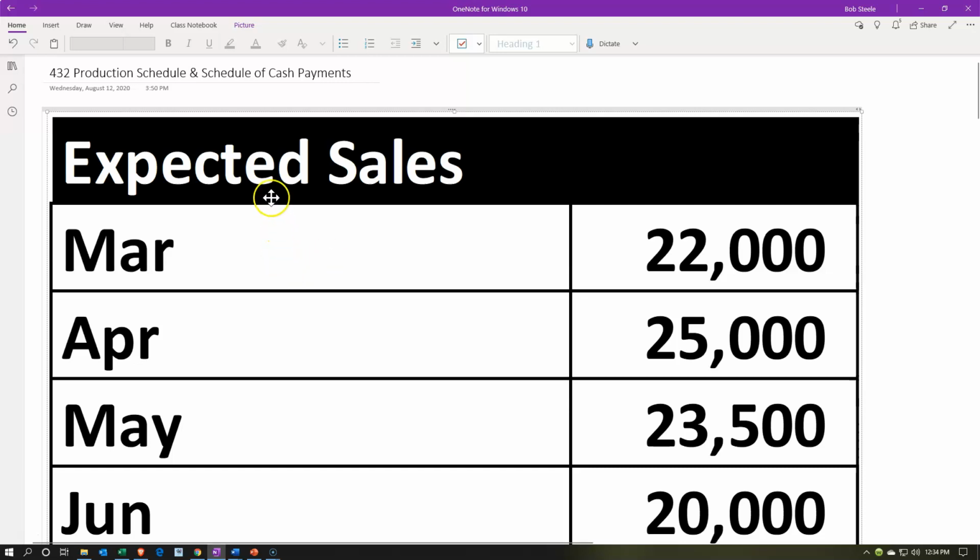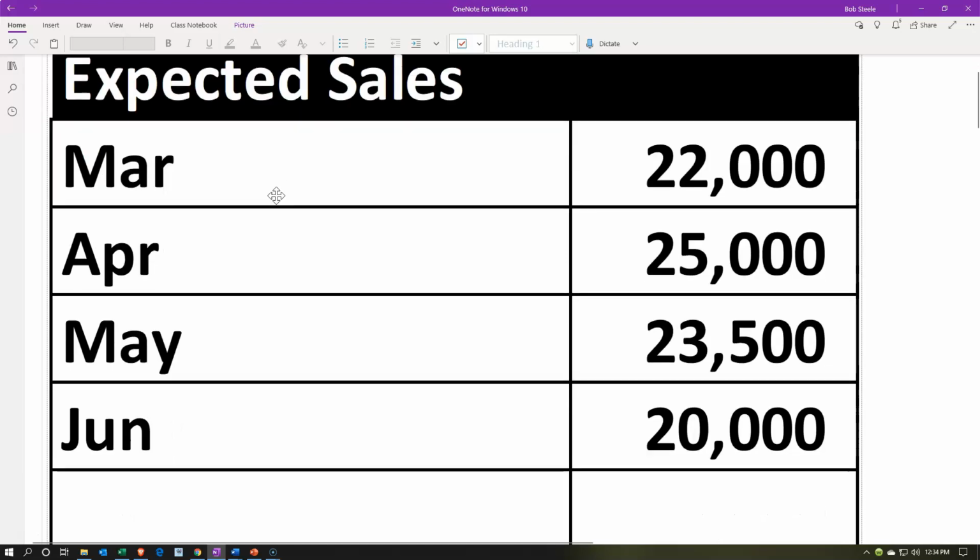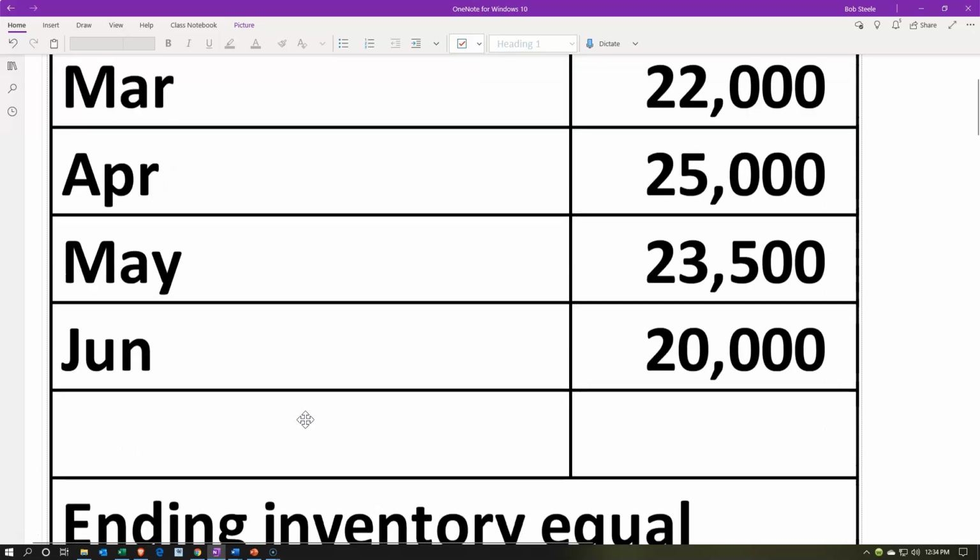So first we have the expected sales. This is going to be the expected sales actually in units. So these are the units that we expect to sell. And we have March, April, May, and June. We're focusing in here on March, April, and May. We're going to need June's information in order to work through our production schedule.